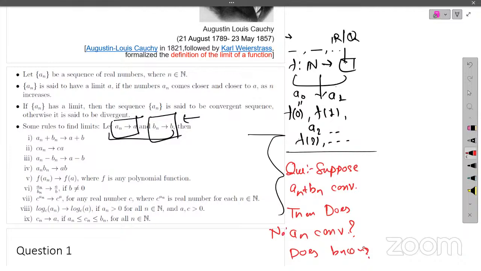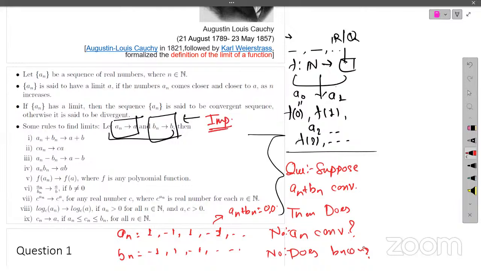We observed that it is not possible. The answer is no, because you can simply take two sequences an and bn in this fashion. Suppose an is 1, -1, 1, -1, and so on, and bn is -1, 1, -1, 1, and so on. If you compute the an plus bn sequence, it's nothing but the constant 0 sequence. This is a convergent sequence, but here neither an nor bn converges. So that's why this hypothesis condition is important to us. If an and bn converge, then only can we conclude all these points.